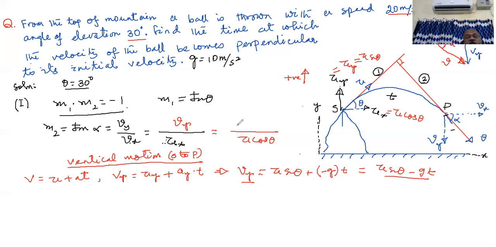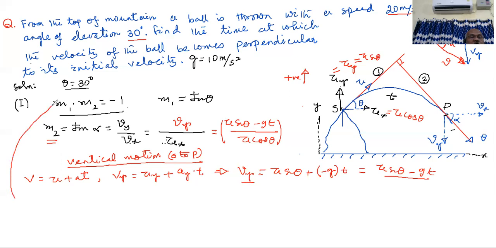So now if you put in the value of Vy, then that is equal to U sin theta minus GT. Okay, and we cannot move further. That is the dead end. So now we see we got the value of M2 in a slightly larger form, U sin theta minus GT by U cos theta. Now the time has come to utilize our condition.